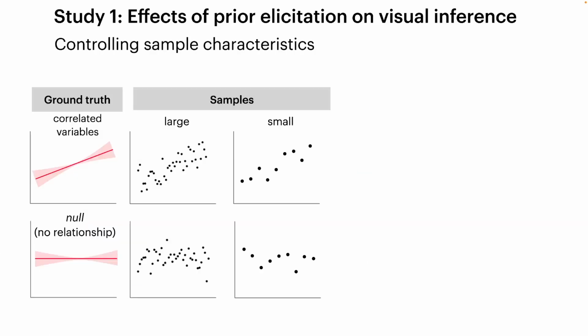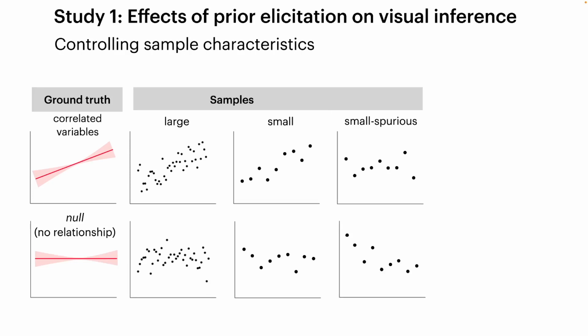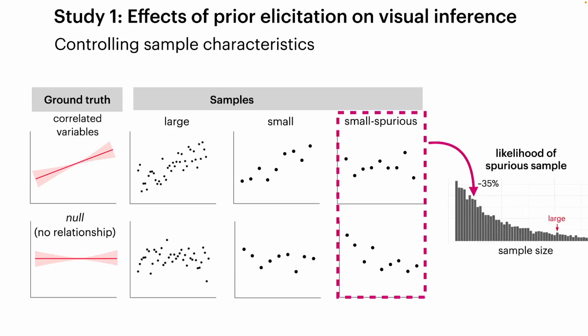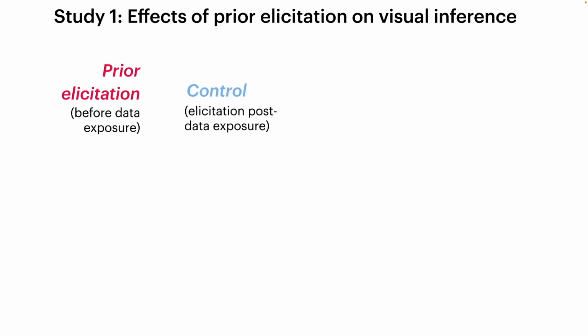Now, the study included stimuli where the ground truth sometimes indicated a correlation, either positive or negative, and sometimes null models with no correlations. We also included two sample types, large and small, and of those small samples, a certain percentage, about 35%, were spurious, meaning they were inconsistent with the underlying ground truth. Now, we determined this percentage through simulation by sampling randomly and seeing what portion of those simulations yielded a visualization that's misleading. Now, onto the results.